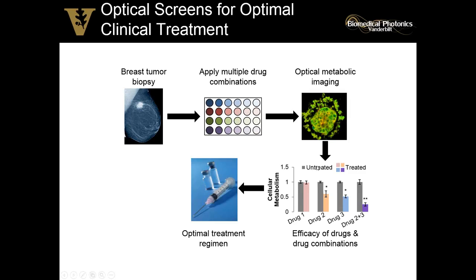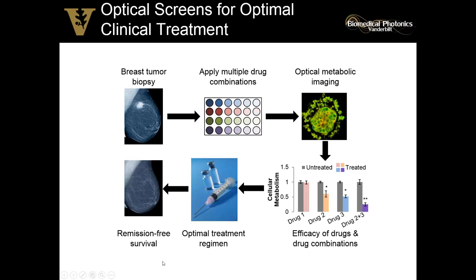Once this is determined, we can give that patient their optimal drug regimen in the hopes of increasing the chances of remission-free survival. So this is our sort of pie-in-the-sky idea of how we could help these patients. But as you're probably aware, there are some patients who may not respond to any of the currently available drugs. So the development of new drugs is still vitally important.